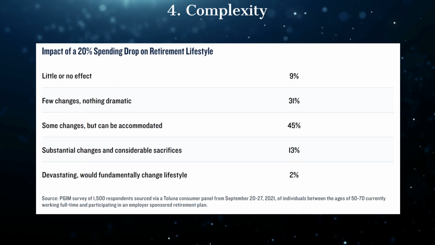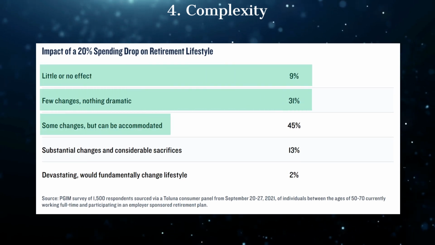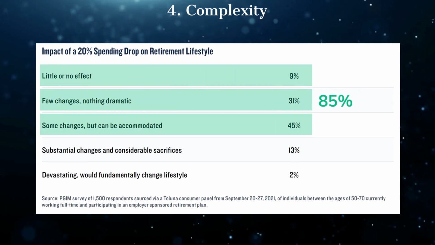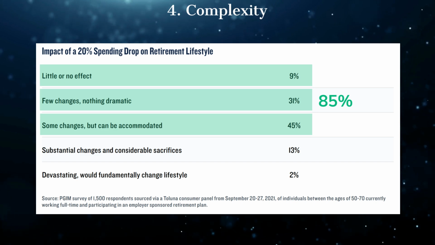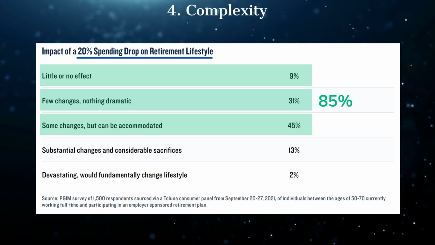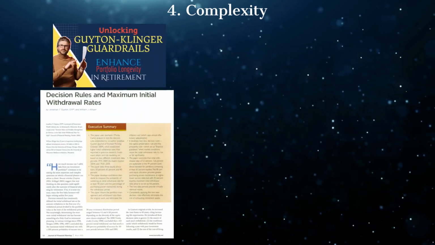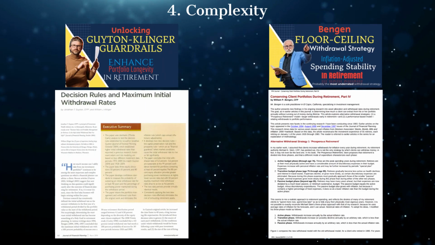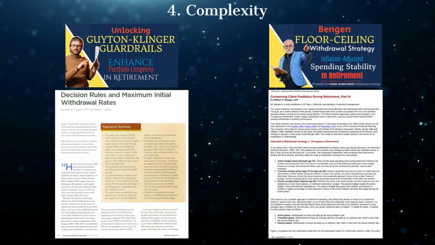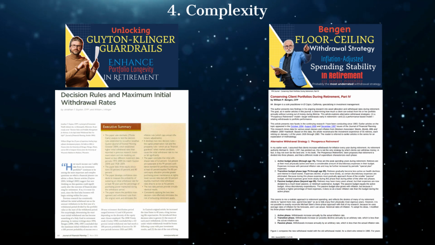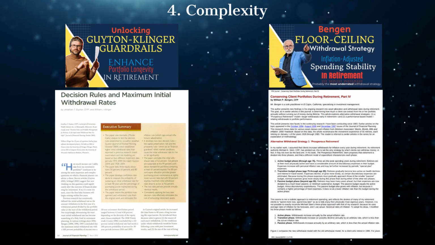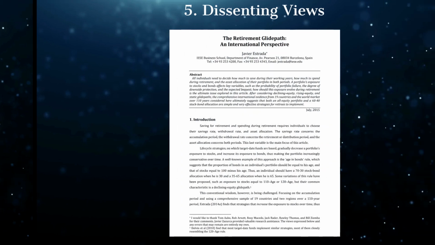And let's not forget PGIM's recent research, which found that 85% of retirees have more flexibility than previously thought, and are generally willing to reduce spending by 20% when needed. If you're already considering a dynamic strategy like Guyton-Klinger or Bengen's floor-ceiling, you may already have strong defenses in place against sequence risk without needing to add the complexity of a rising equity glide path.